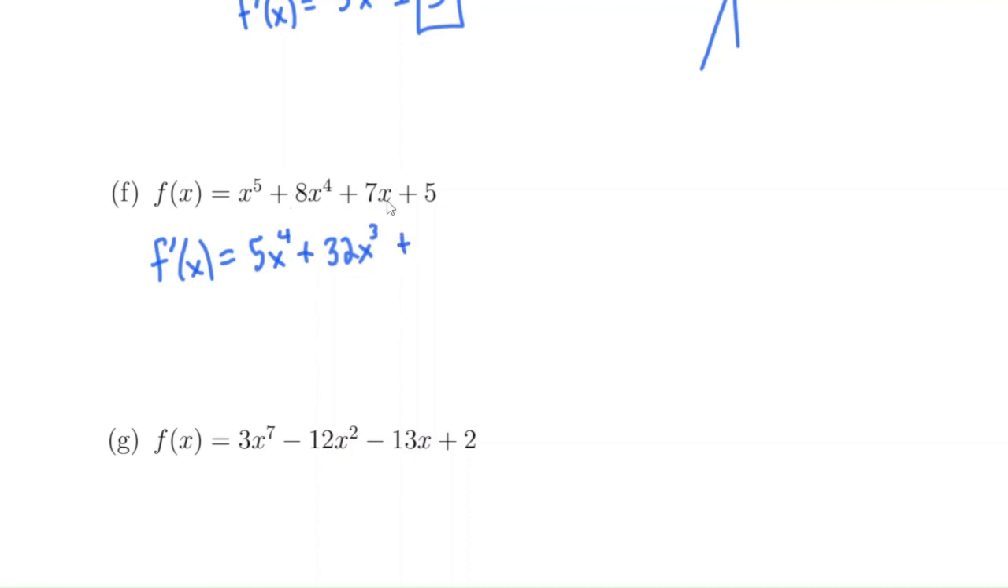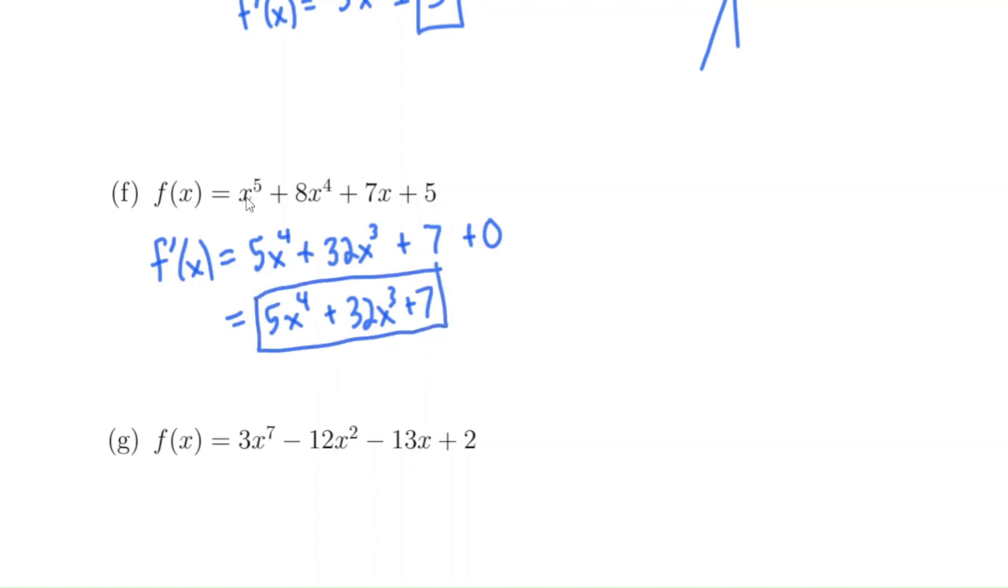Plus, what's the derivative of 7x? Well, that's 7. And what's the derivative of 5? Well, the derivative of a constant, remember, is just 0. So usually we don't even write that constant in the end. We don't write the 0 on the end. We usually just write it like this. Okay, the derivative is 5x to the fourth plus 32x cubed plus 7.